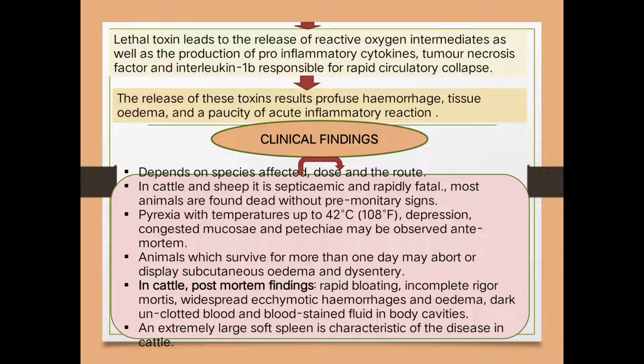And the main point is that blood will ooze from the natural orifices, and that will be unclotted, tarry-colored red blood. In case of acute anthrax, there will be raised body temperature with marked anoxia and depression, rapid and deep pulses, and increased heart rate and respiration rate will be noticed. Congestion and hemorrhages will be seen, and reduced milk yield in milk-giving animals.